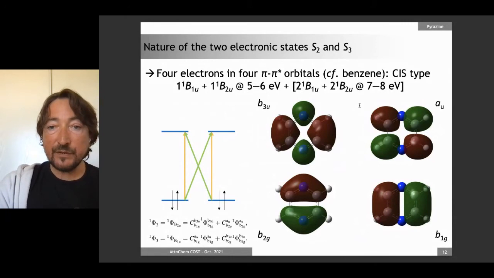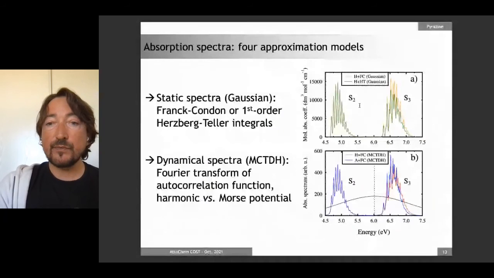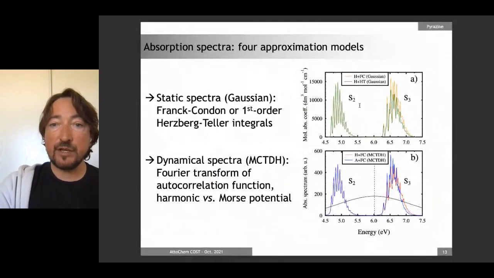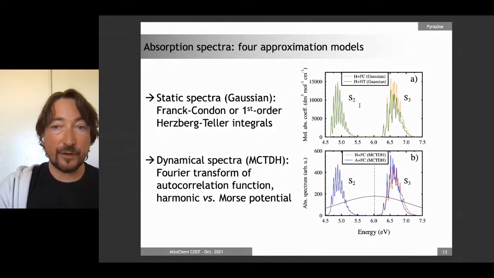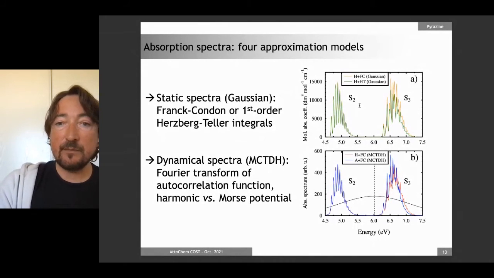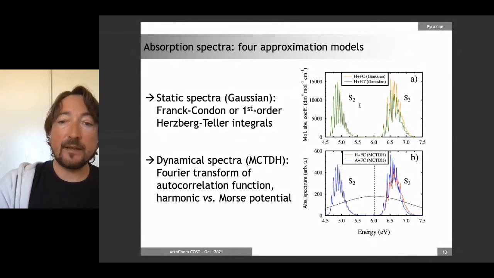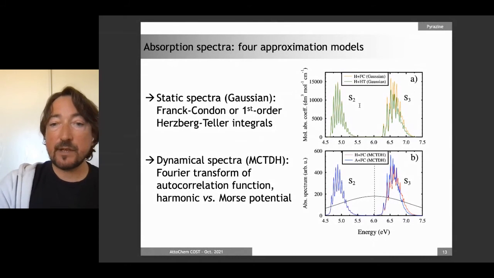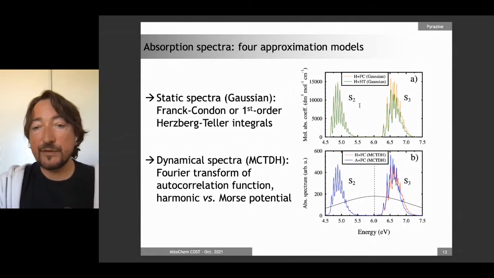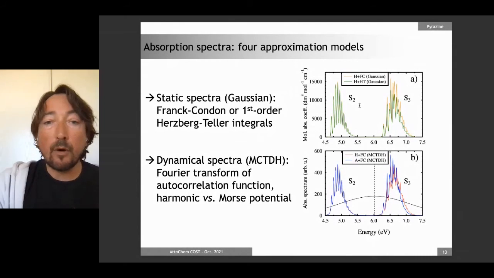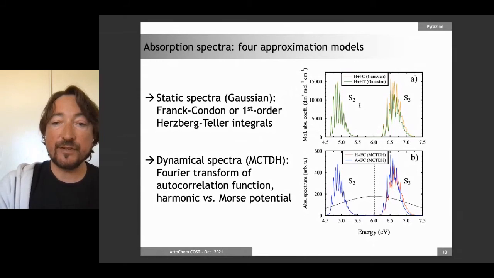So here we considered four cases, four different types of approximations. H plus FC means harmonic plus Franck-Condon. H plus HT means harmonic plus Herzberg-Teller. And then A means anharmonic. So considering, so to say, Morse potentials rather than quadratic potentials for the potential energy surfaces that we considered.